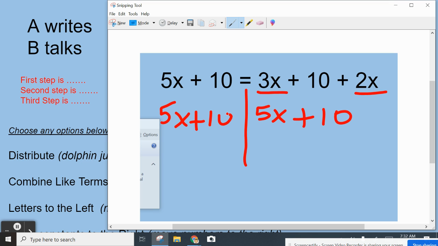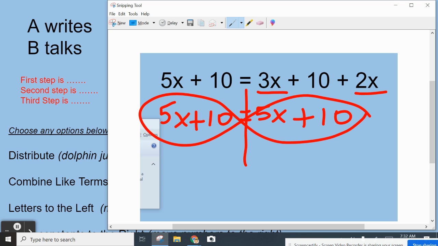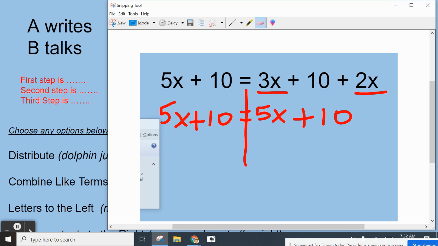5x plus 10. Hey, cheat coders, again, look at my question. What do you notice about both sides of the equal sign? Are they both the same? You're allowed to do that, but I want you guys to still keep working it out. We're going to subtract 5x to both sides, right?